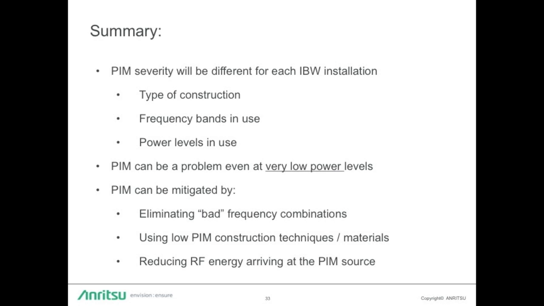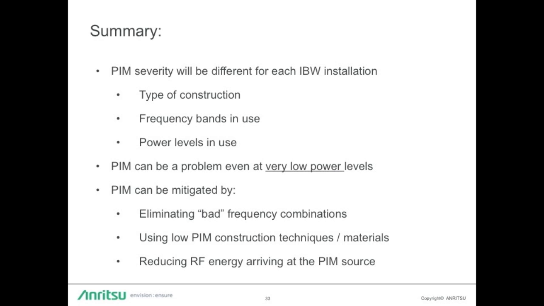So now we're to the conclusion of the summary. PIM severity is going to be different in every in-building wireless installation. The type of construction, as we've seen, has a big impact. The number of frequency bands and which frequency bands are in use has an impact. The power levels of where you are in the system, as well as what the starting power is in the system, has an impact. PIM is and can be a problem at very low power levels. Once again, if I have low intermodulation products falling in the receive band at power levels greater than 20 dBm, I need to be concerned.